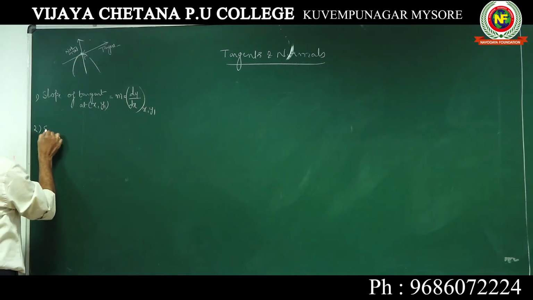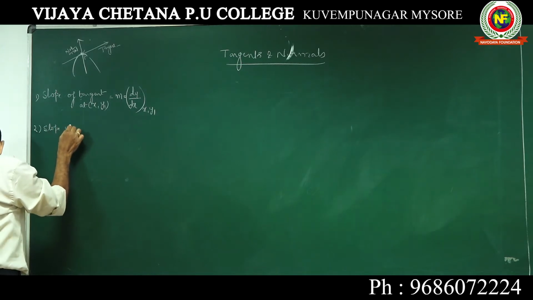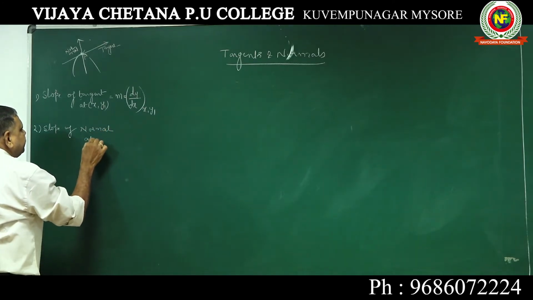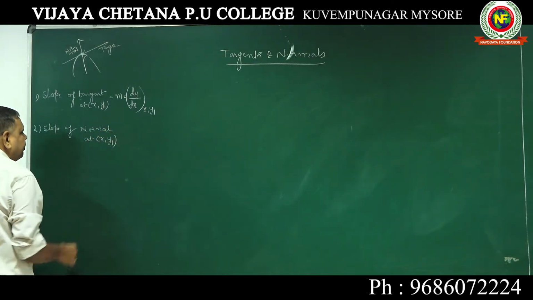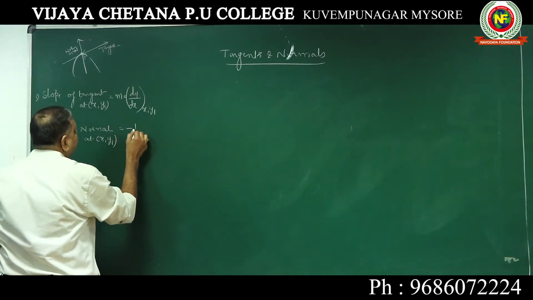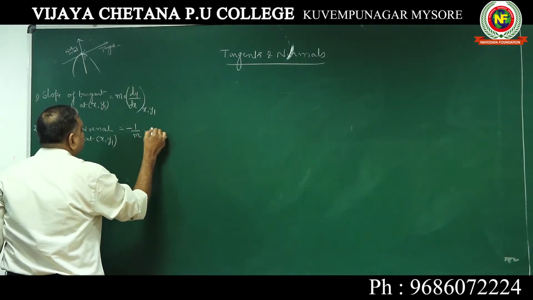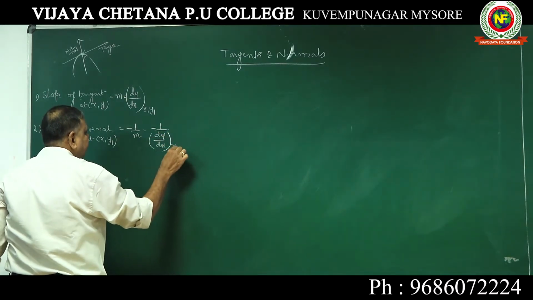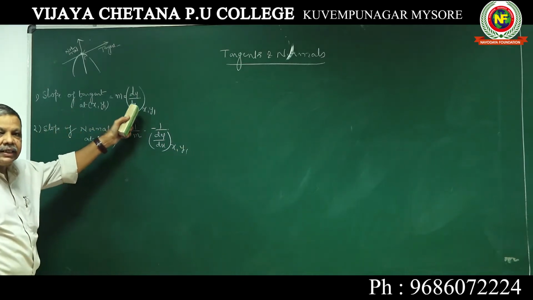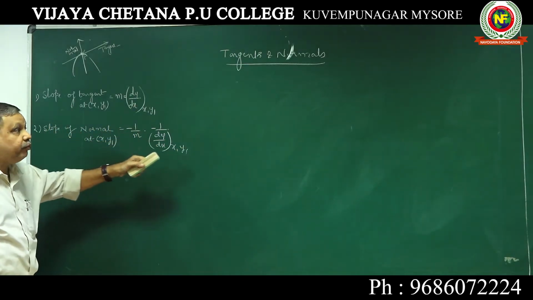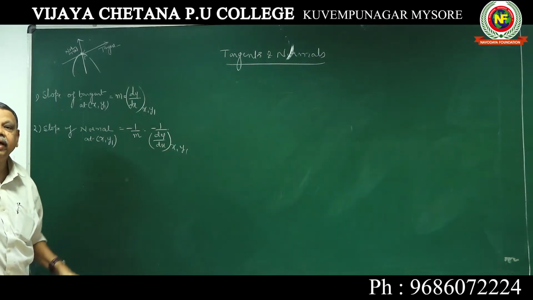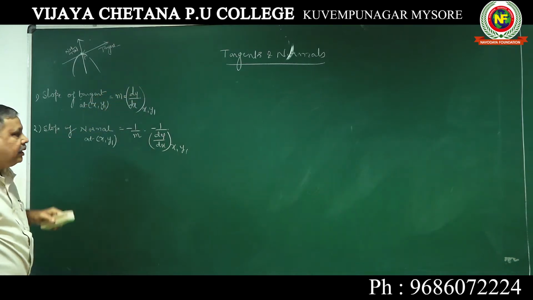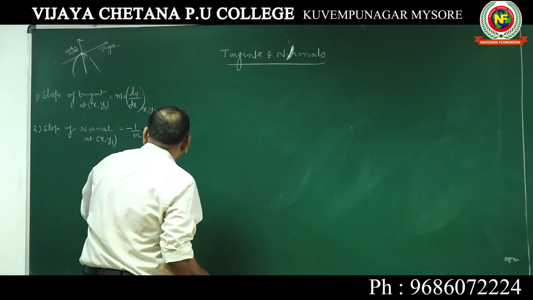Second one we take slope of normal. Slope of normal at x1, y1 is minus 1 by m, that is minus 1 by dy by dx at x1, y1. See here the difference. Here dy by dx at x1, y1, and minus 1 by dy by dx at x1, y1.